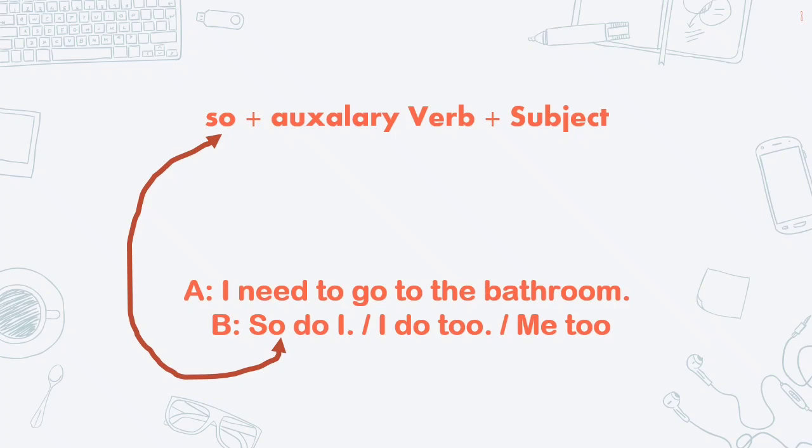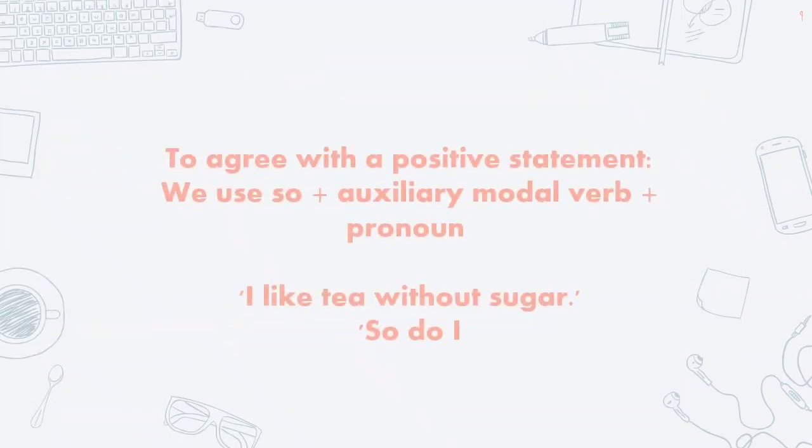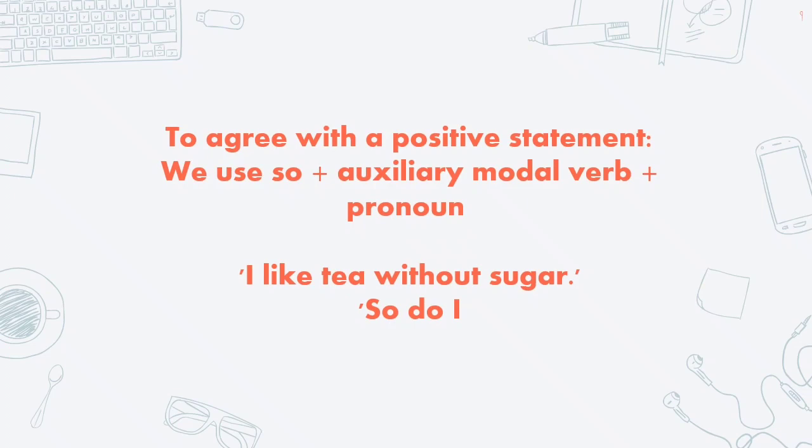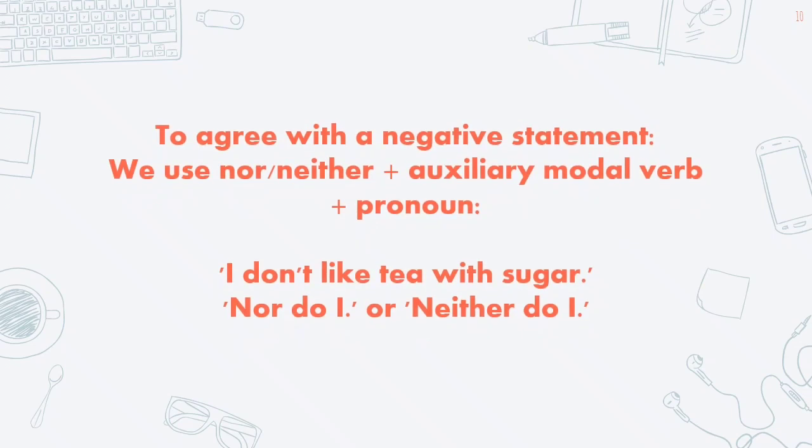Next, so plus auxiliary verb plus subject. For example, I need to go to the bathroom. So do I, or I do too, or me too. So plus auxiliary verb do plus subject I. Remember, auxiliary verb for subject I is do. To agree with a positive statement, we use so plus auxiliary modal verb plus pronoun. For example, I like tea without sugar. You can say, so do I.